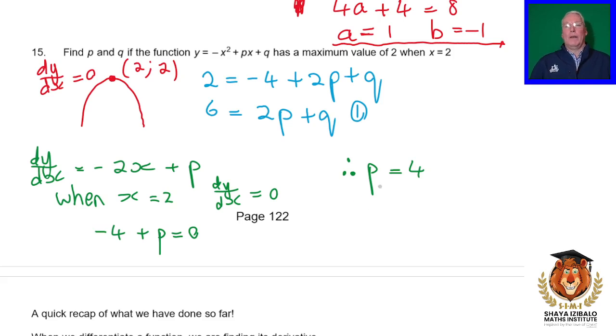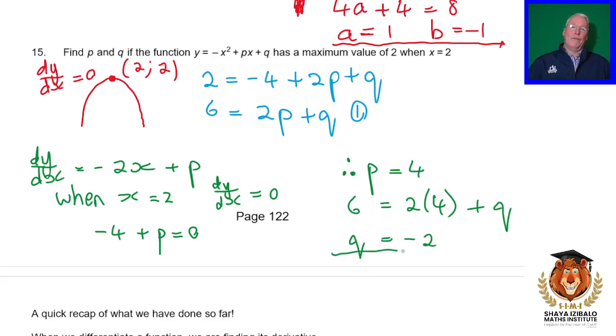Okay, now we're going to take that value for p and we're going to sub it in over here. So we get 6 equals 2 lots of p, that's 8, plus q. All right, so if we subtract the 8 from both sides, we get that q is negative 2. And there's our answers for p and q.